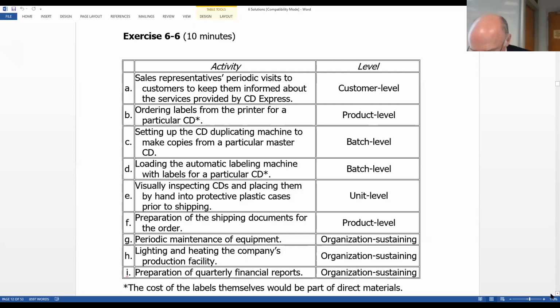The first one, A, sales representatives' periodic visits to customers to keep them informed about the services provided by CD Express. That would be a customer-related cost. Ordering labels from the printer for a particular CD would be a product cost. Setting up the CD duplicating machine to make copies from a particular master CD would be a batch level cost. Loading the automatic labeling machine with labels for a particular CD would be a batch. And visually inspecting CDs and placing them by hand into protective plastic cases prior to shipping, that would be a unit thing.